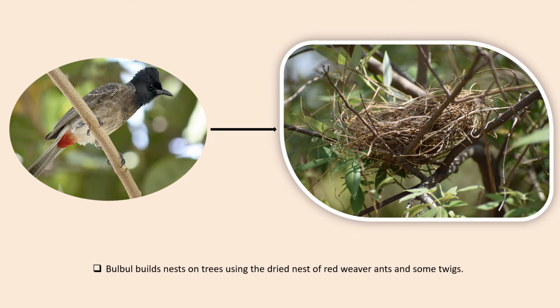And this is the interaction where the bulbul collects the twigs or dried nest of red weaver ants. Along with the twigs, they build the nest on trees, and the dried nest of red weaver ant is the best material to use for building nests because they make a very compact, tight and safe structure for birds to lay their eggs. And when the red weaver ants build their nest, they stick the leaves very intricately with the larval silk, which is a very good glue material.